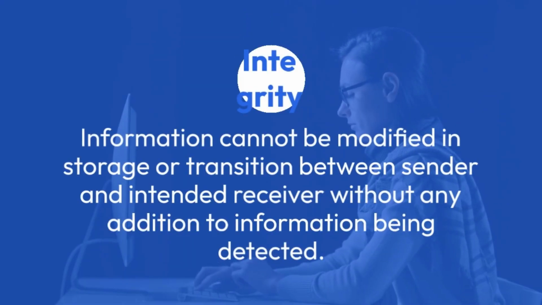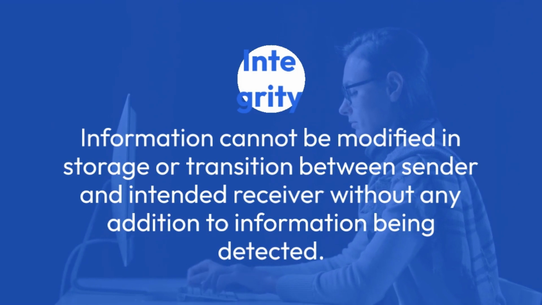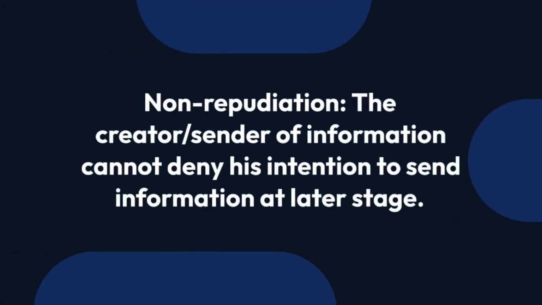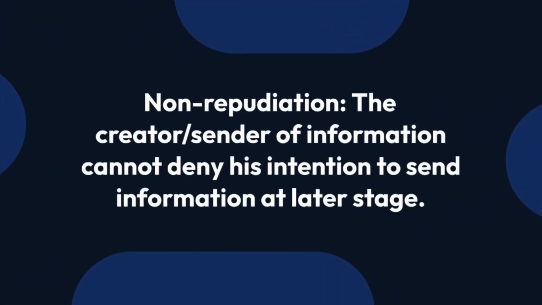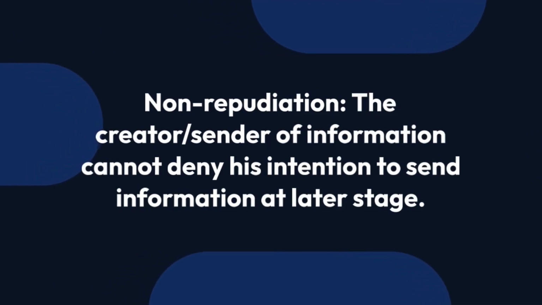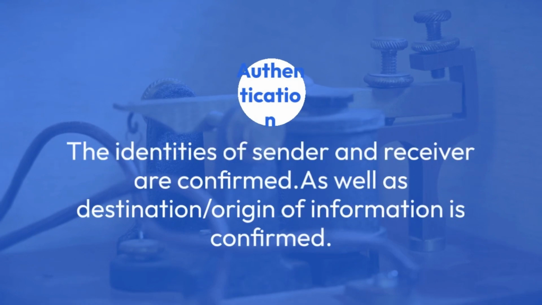Integrity: information cannot be modified in storage or transition between sender and intended receiver without the modification being detected. Non-repudiation: the creator/sender of information cannot deny his intention to send information at a later stage. Authentication: the identities of sender and receiver are confirmed, as well as the destination/origin of information.